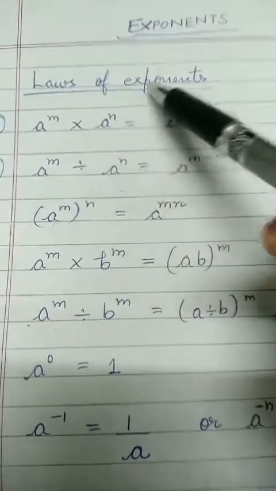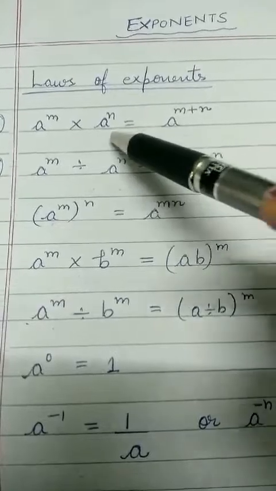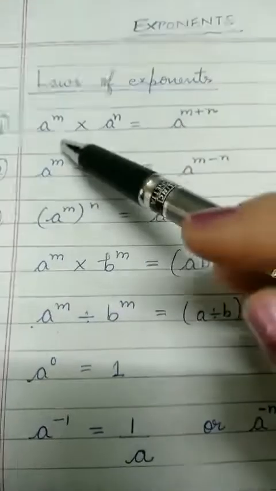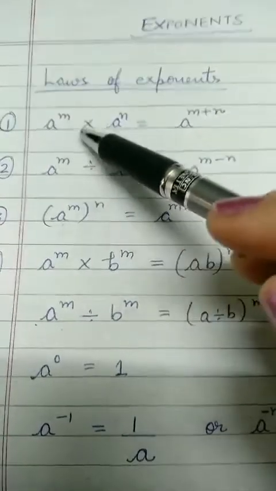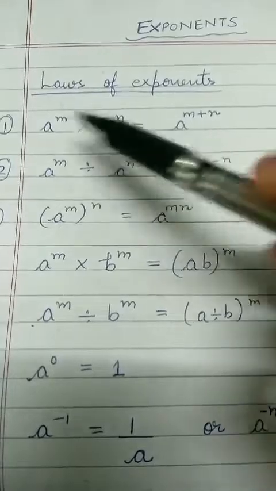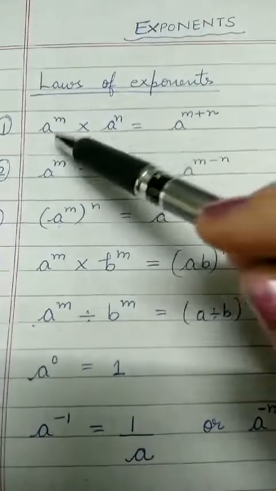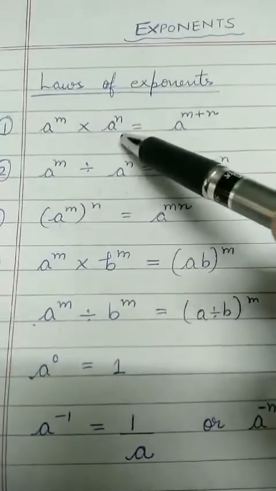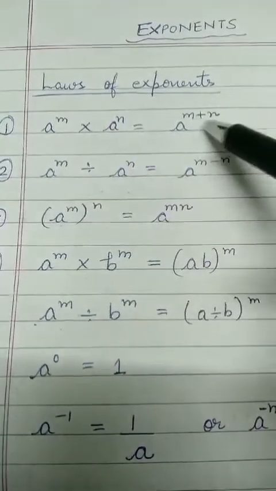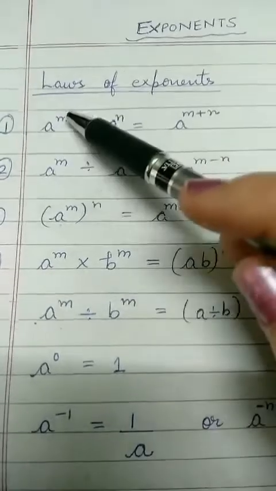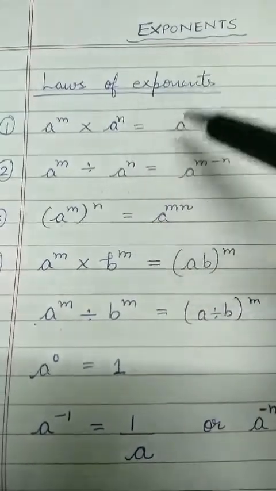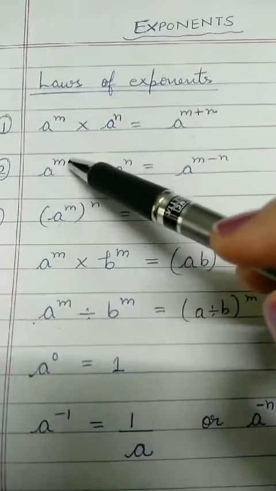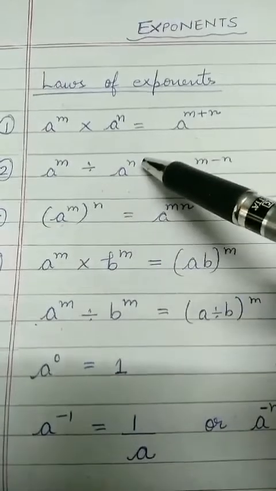Now we have laws of exponents. Basically there are 7 laws of exponents which are based on the same bases or same powers. For example, the first law is a raised to power m into a raised to power n. That is, here the bases are same, both are a in this case. So in that case, if the bases are same, then the powers will be added during multiplication. So a raised to power m into a raised to power n is equal to a raised to power m plus n.